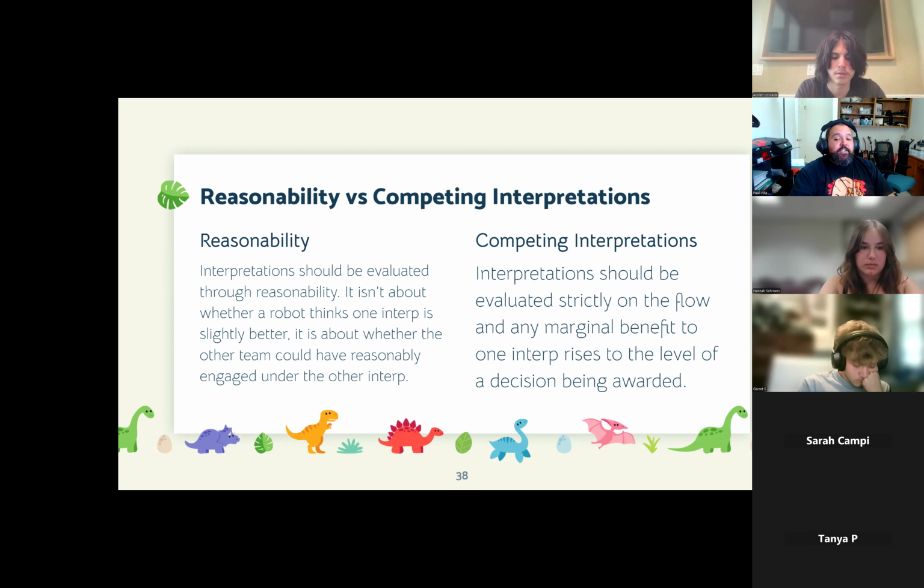Competing interpretations says robot's good. Interpretation should be evaluated strictly on the flow, and any marginal benefit to one interp rises to the level of a decision being awarded, right? So if ours is 0.1% better, that's still a reason to vote for us. That doesn't make a ton of sense to me from a proven abuse standpoint, but that's how competing interpretations gets flowed, essentially.